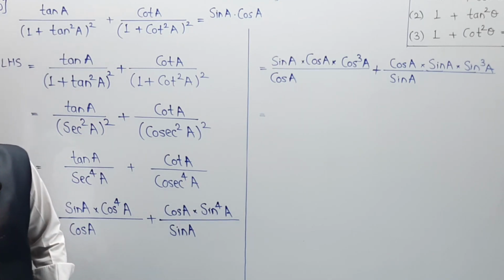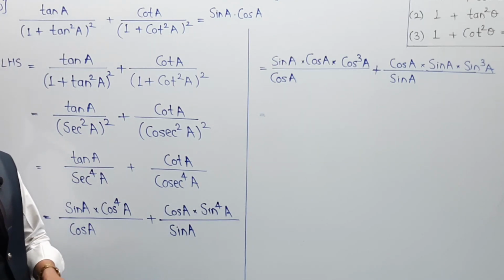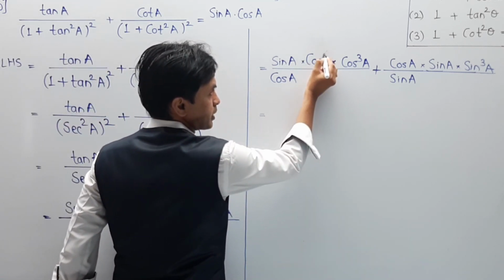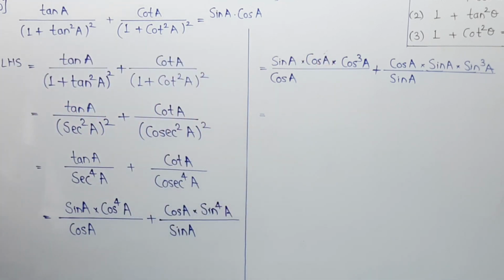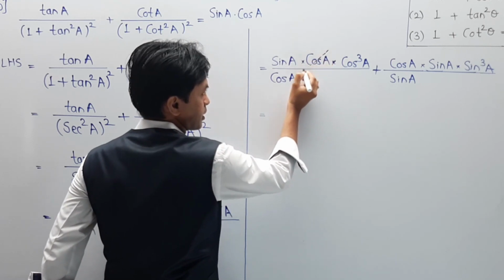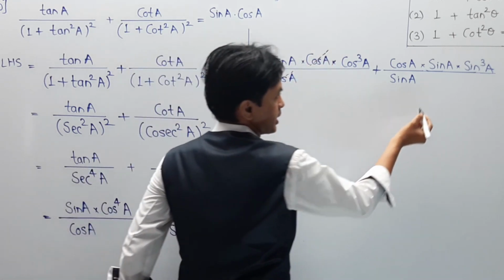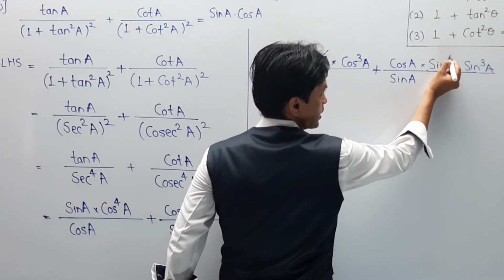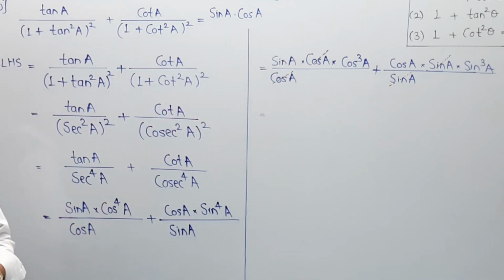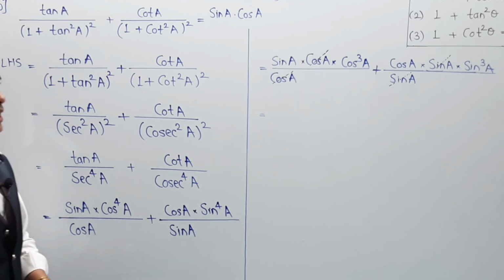Why? You can simply understand the part which is going to get cancelled. One cos A from numerator and one cos A from denominator get cancelled over here. Similarly, one sin A from numerator and denominator get cancelled over here. Now the next part for simplification. Just observe the step carefully so that you can easily understand the part.